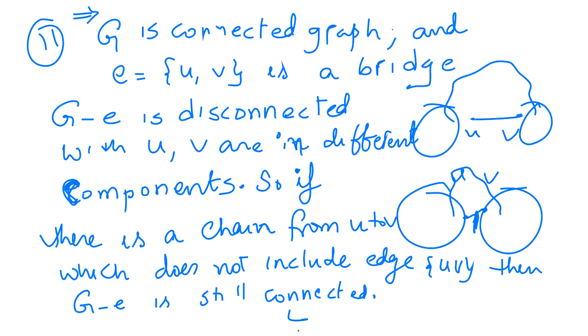You know that the graph is connected, that is given to you. And if you know that edge UV is a bridge, then you need to prove every chain from U to V should include that edge. That is one side. And the other side is if every chain from U to V includes that edge, then that edge has to be a bridge. That is the backward direction.